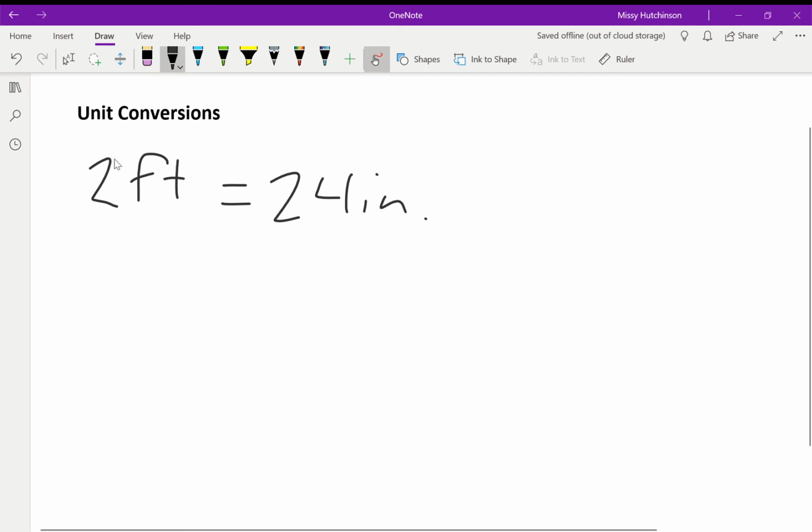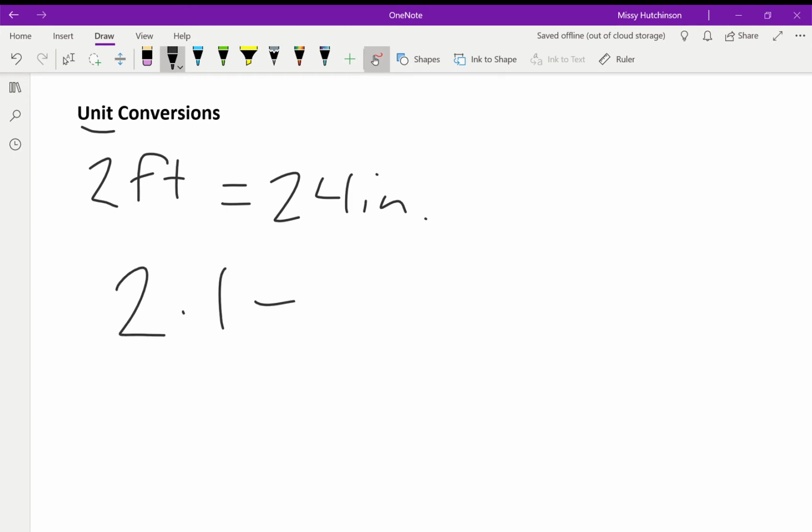So the idea behind a unit conversion is that we're going to be multiplying by 1. I know I can take any number and multiply it by 1 and it stays the same. So for instance, 2 times 1 is equal to 2. That's obvious. We use this fact all over the place and we don't even think about it. This is called the identity property, or the multiplicative identity of real numbers. Anytime I multiply 1 by any real number, it stays the same.